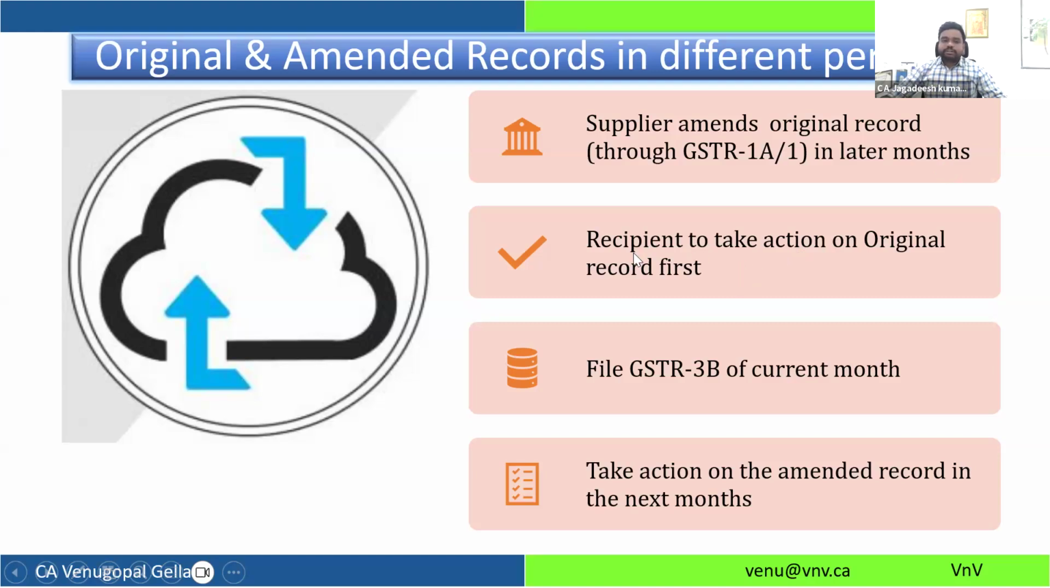What the supplier has to do first: he cannot take the action directly on the amended invoice. First, he has to take the action on the original record, and file the 3B of that month, and later he can take action on the amended records. So directly he cannot take action on the amended record. First, he has to take the action on the original record and then on the amended record. Hope it is clear. Moving on to the next slide.